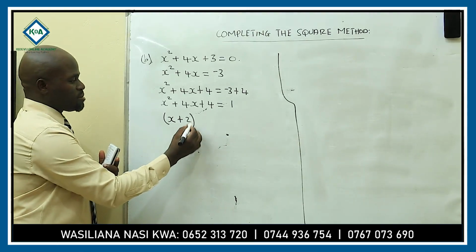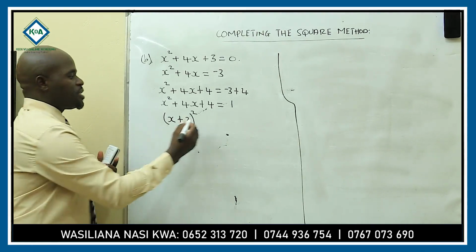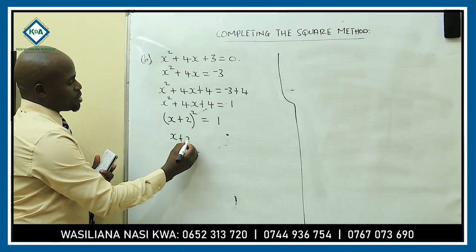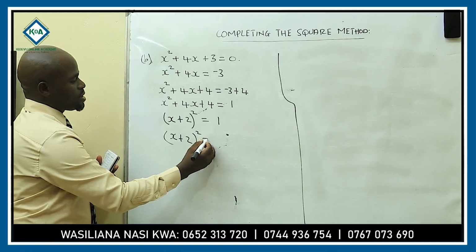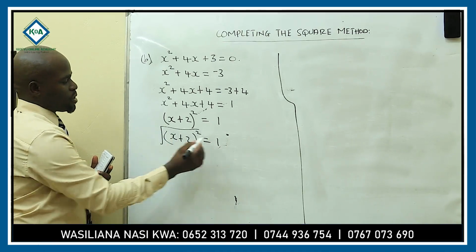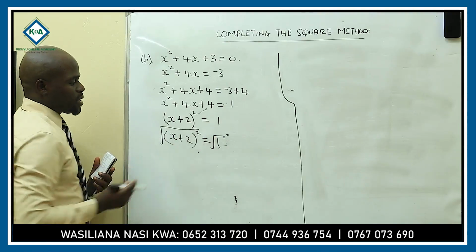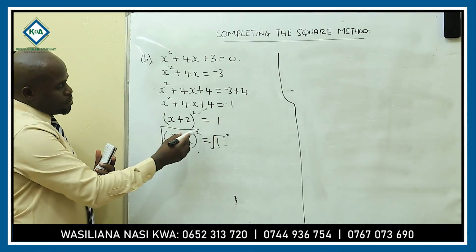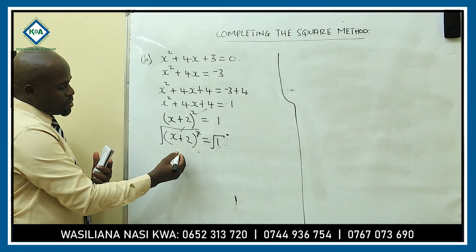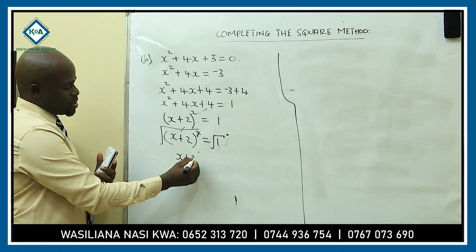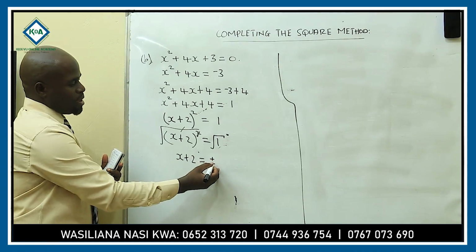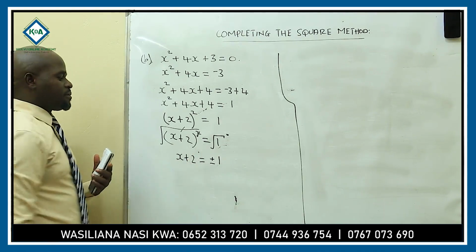So all of these, put them under a single square. Is equal to 1. So it will be x plus 2, all of this squared, is equal to 1. So as to remove this square, we have to take the square root, and on this side we put the square root too. If we put the square root on this side, this square will cancel with this square root. So we remain with x plus 2 is equal to, the answer inside the square root will be plus or minus the square root of 1, which is 1.